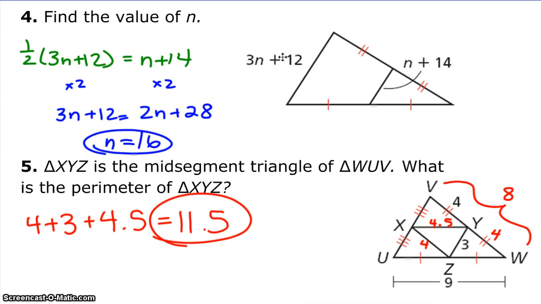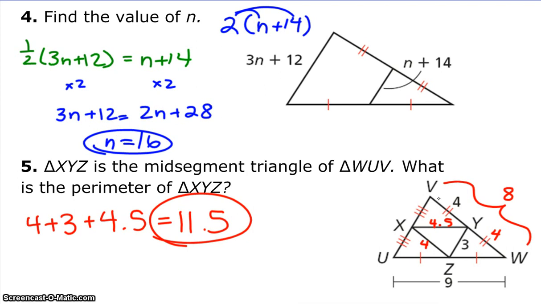Alright, here we know that 3n plus 12 is twice the length of n plus 14. So I need to multiply this by 2 to get rid of the 1/2. 3n plus 12 equals 2n plus 28. A lot of you will forget to distribute. When you do 2 times n plus 14, don't forget to distribute to both terms. So then you move the 2n over, you move the 12 over, and you get n equals 16.